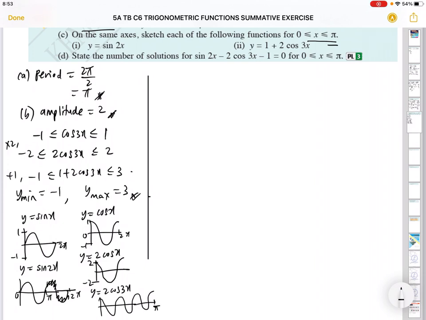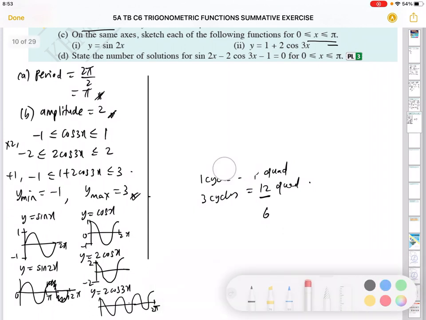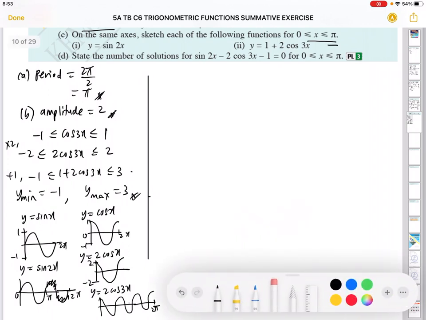Now 2 pi is here. 2 pi has 3 cycles. 1 cycle has 4 quadrants. So 3 cycles should be 12 quadrants. So if I draw up to 180 or pi, I need to halve this. So I have to draw 6 quadrants. I'm drawing 1.5 cycles up to 6 quadrants. Then lastly I have to plus 1. Okay, the plus 1 I handle later. We'll shift up by 1. So let me just draw like this.